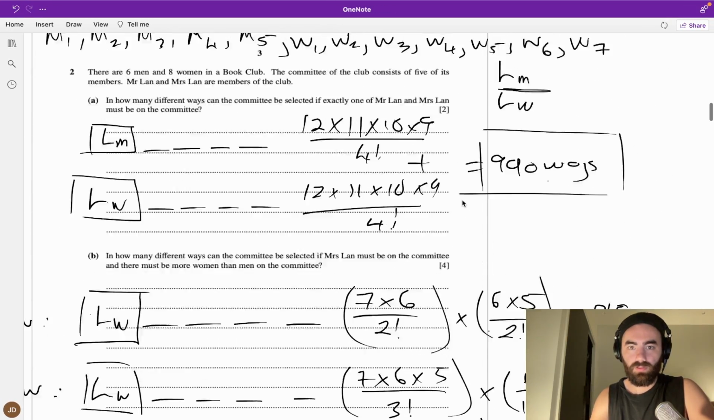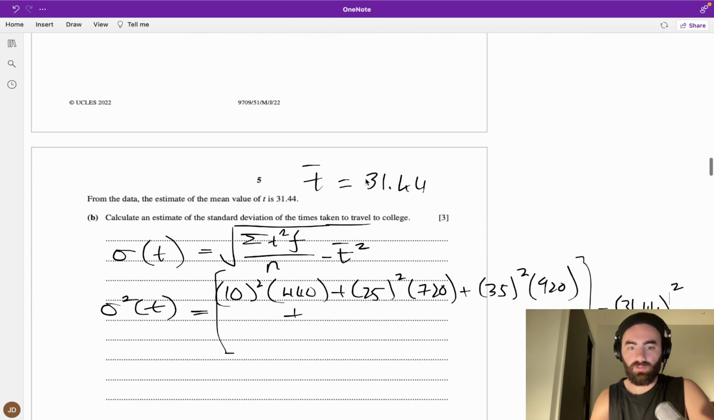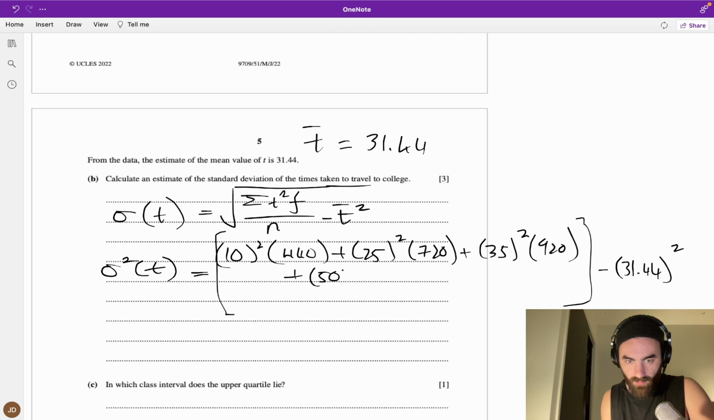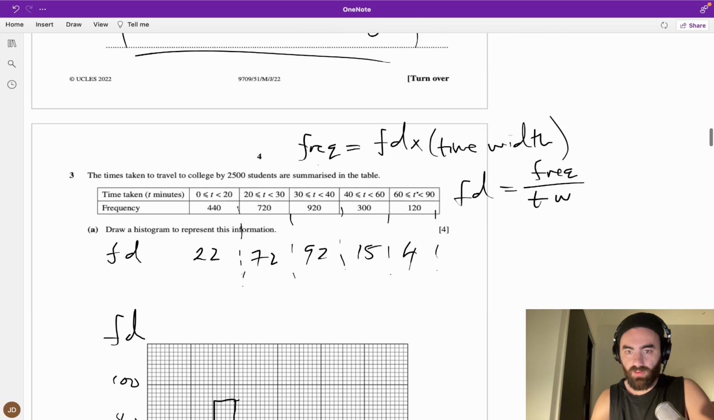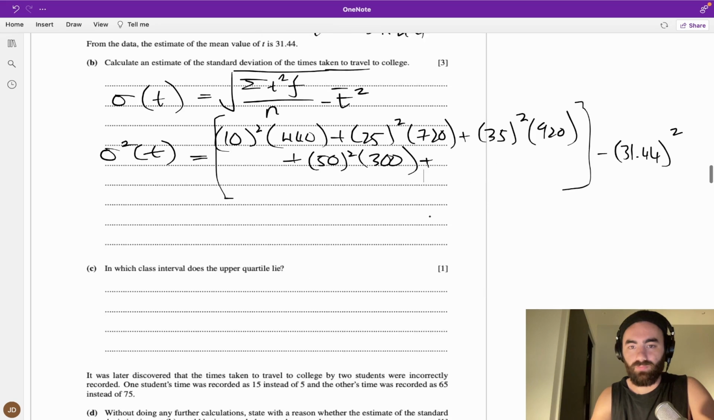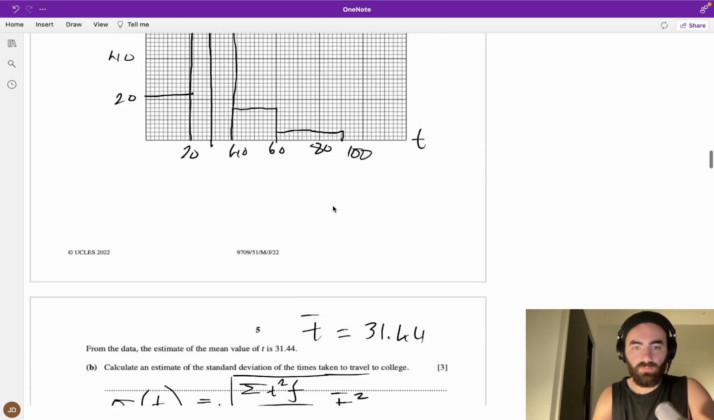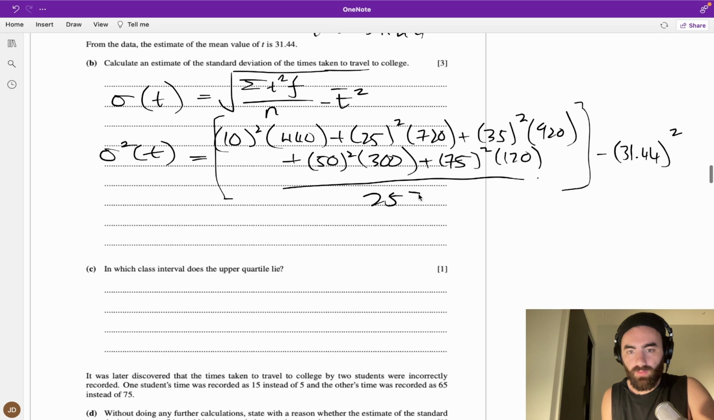Plus 50 squared times 300. I don't know if it's worth me doing this. It could be a waste of time. Plus halfway between that and that is 75 squared times 120, divided by n, which was 2500. And you plug all that into your calculator and then square root it, and you'll get an answer.